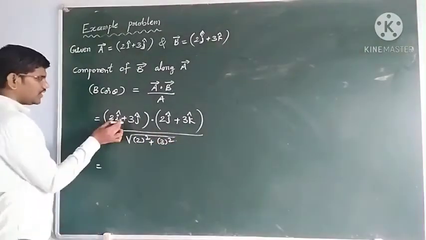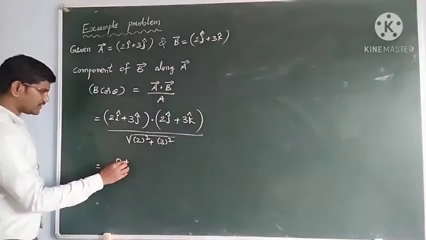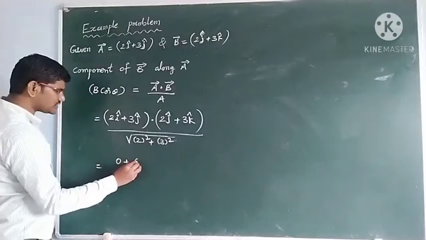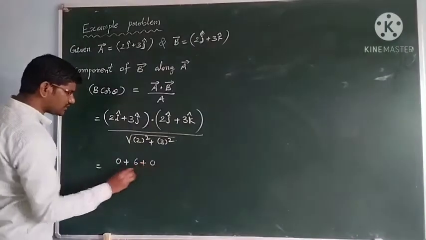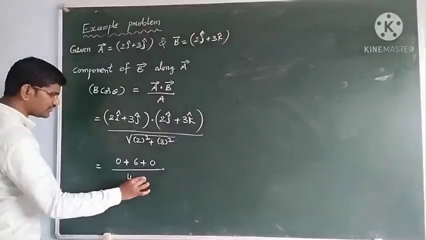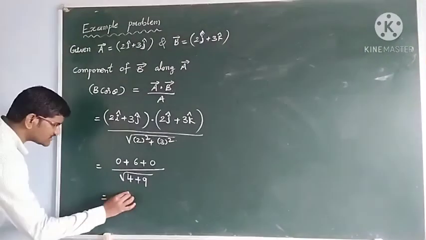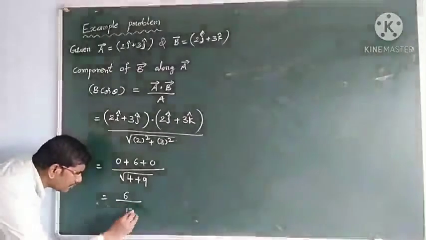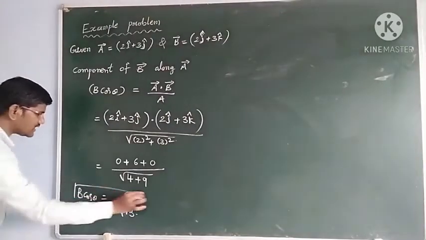Okay students, now i coefficient here is 2, here there is no i coefficient, so that's why you will get 0, plus j coefficient here is 3 and here j coefficient is 2, so 3 into 2, 6, plus here there is no k coefficient and here we have a k coefficient, so that is 0, by 2 square value 4 plus 3 square value 9 whole root. So its value is equal to 6 by root 13. So 6 by root 13, that is called b cos theta students.